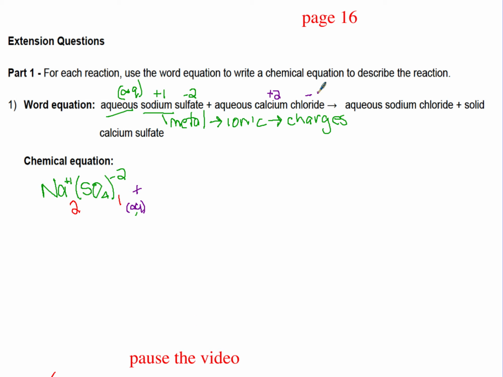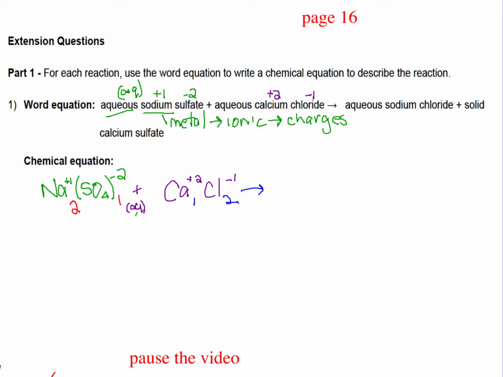And then I have calcium chloride. All right, so I have to go calcium plus 2, chlorine minus 1. So then that's Ca plus 2, Cl minus 1. And then I'm going to cross the charges. And the 2 drops down, and the 1 comes over. All right. And then yields or reacts to produce.